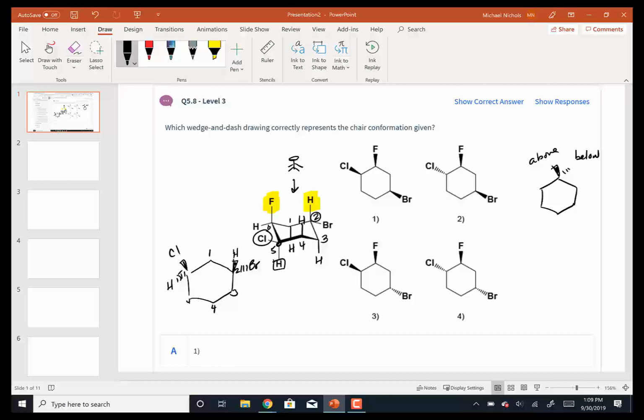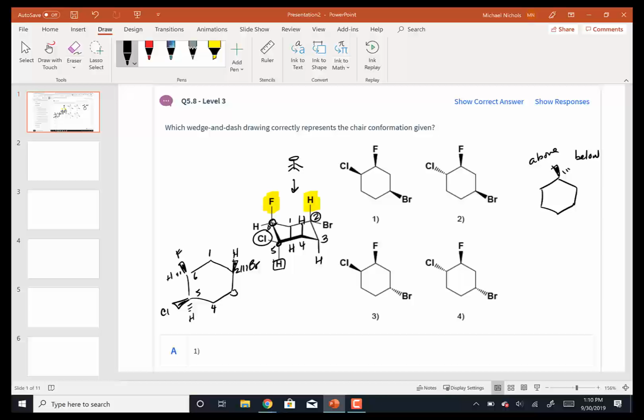And then carbon number 6. Wait, what did I do? I put two 4s. That's not good. So carbon 5, we've got a chlorine above and a hydrogen below, and carbon 6, the fluorine should go... The fluorine's on carbon 6 right here, the way I've numbered it. So should it go on a bold or dashed wedge? Bold? We all agree? And then the hydrogen would go on the dashed wedge.